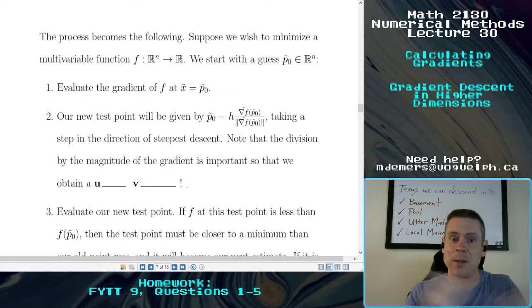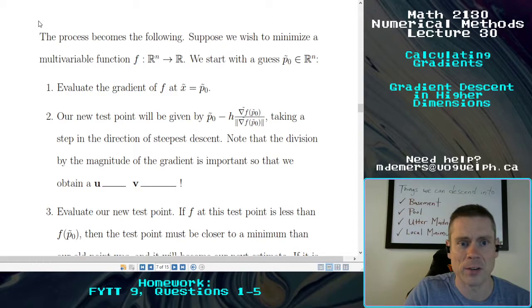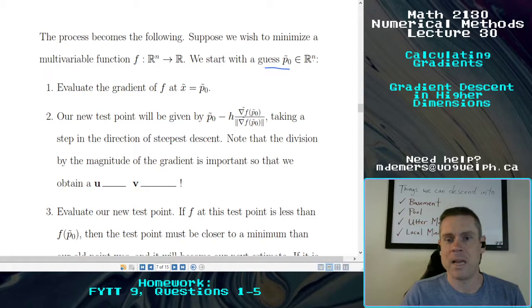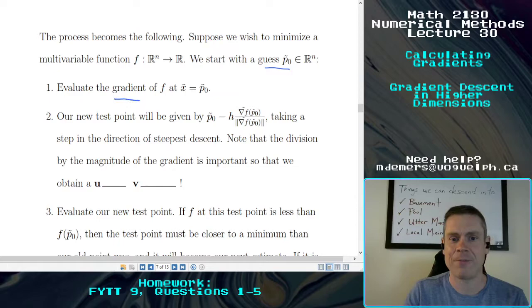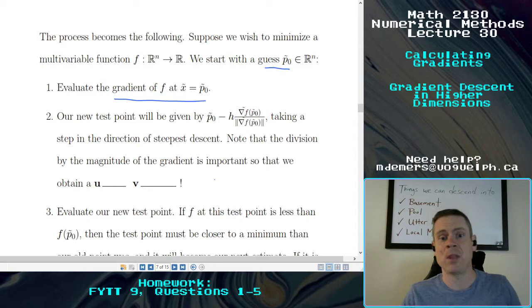So here's how it works. Start with a guess. We're going to call it P0. It's in Rn, that just means it's an n-dimensional vector because we need n different components. We are going to want to evaluate the gradient of f at that point. And our new test point, we want to step in that direction to a new point to test.